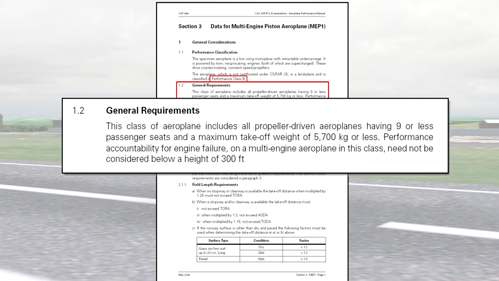Class B aeroplanes are all propeller-driven aeroplanes having 9 or less passenger seats and a maximum takeoff mass of 5,700 kilograms or less. CAP 698 also states that performance accountability with one engine inoperative need not be considered below 300 feet.